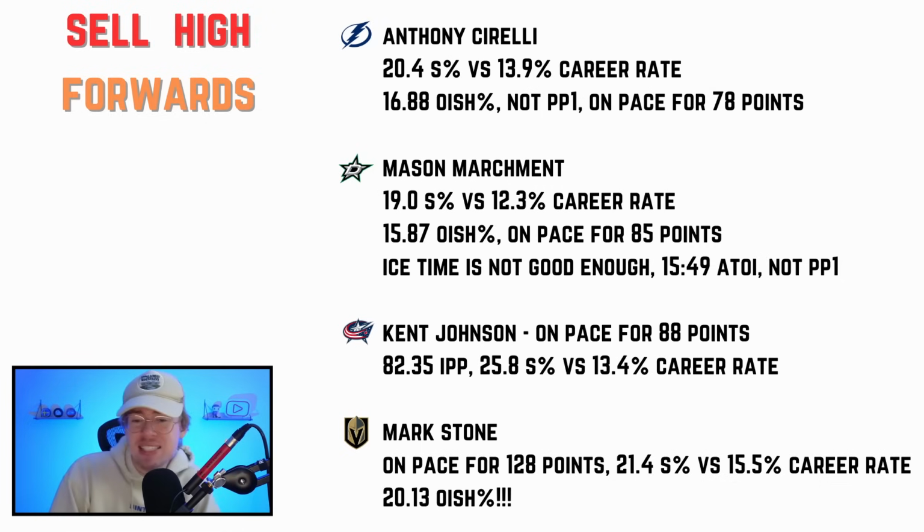Another massive sell high is Kent Johnson of the Columbus Blue Jackets. Yes, I think he's breaking out. Yes, I think he's going to have a great year. I like his ice time. I like the way he looks out there. But unfortunately, we do have some unsustainable numbers at the moment. He has 14 points in 13 games. That puts him on pace for 88 points. That's not going to happen. He also has an 82.35% IPP, which is very high. Unsure if that is sustainable for him. I highly doubt it. And his shooting percentage is 25.8% compared to a 13.4% career rate.